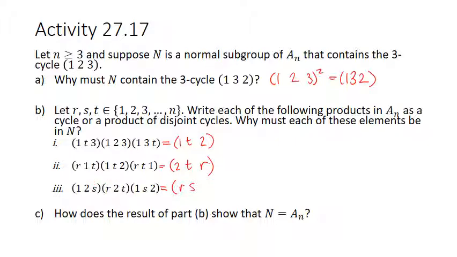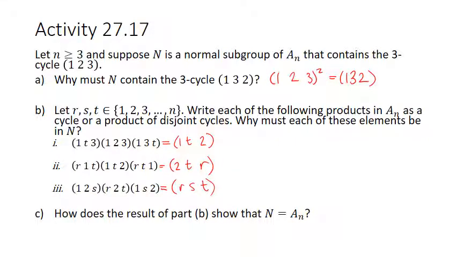Okay, and where does S go? So first S goes to 2, and then 2 goes to T, and then T goes nowhere. So S goes to T. Okay, and then where does T go? So let's see, nowhere, and then T goes to R, and then R goes nowhere. Okay, so this is just RST.